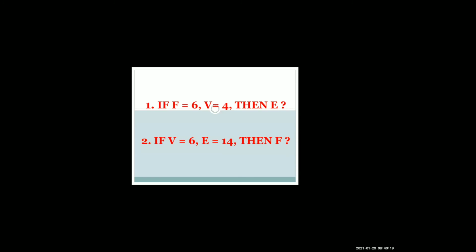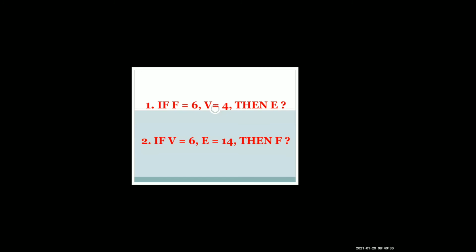What do you get when you add faces and vertices in the first question? Faces and vertices added make 10. And from 10 you subtract 2. 10 minus 2 is 8. Very good. The number of edges is 8.